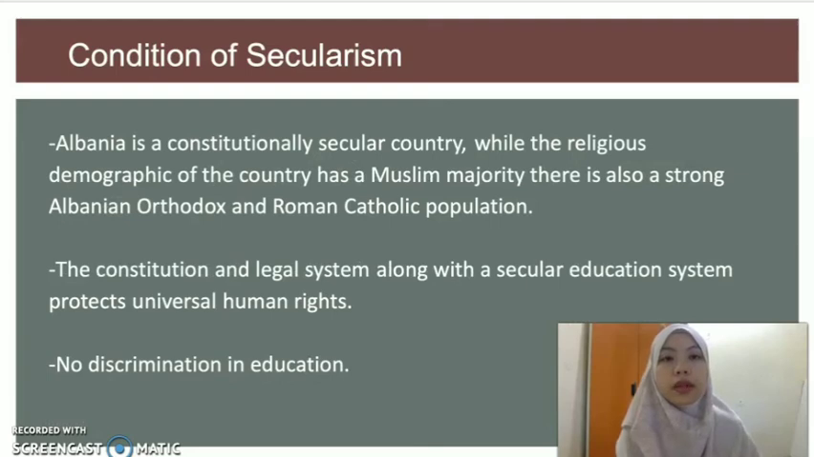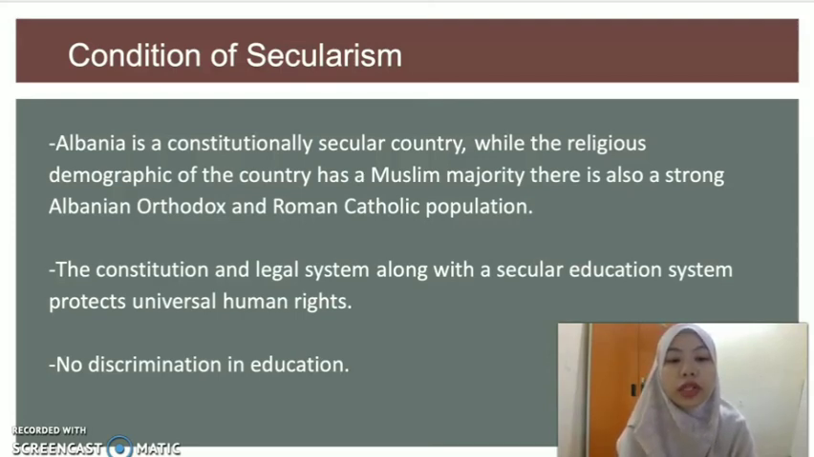Next, we move to the slide on the condition of secularism. The first point is that Albania is a constitutionally secular country, while the religious demography of the country has a Muslim majority, and there is also a strong Albanian Orthodox and Roman Catholic population during that time. The constitution and legal system, along with a secular education system, protect universal human rights, but however there are agreements with religious groups in place that provide a number of privileges to those groups, including tax exemption status.